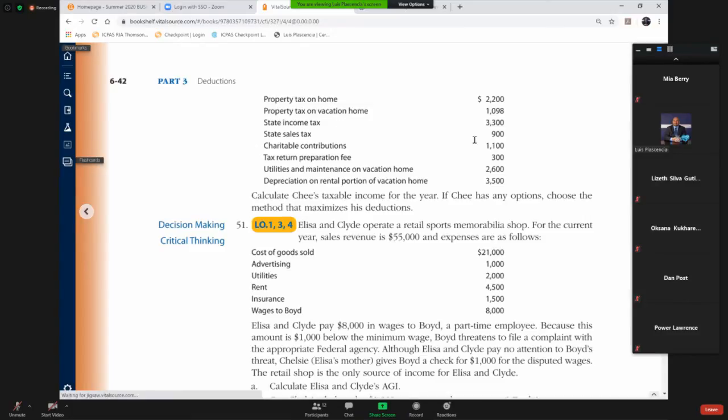Sales tax, you can't get both. It's either state income tax or sales tax. We're going to go with the higher number. Charitable contributions, that's deductible. Tax preparation fee, no longer deductible. Utilities and maintenance on vacation home, that's deductible. Depreciation on the rental portions, they already did the depreciation. All right, so I'm going to walk through this tomorrow on Wednesday, so you guys can see it as well.